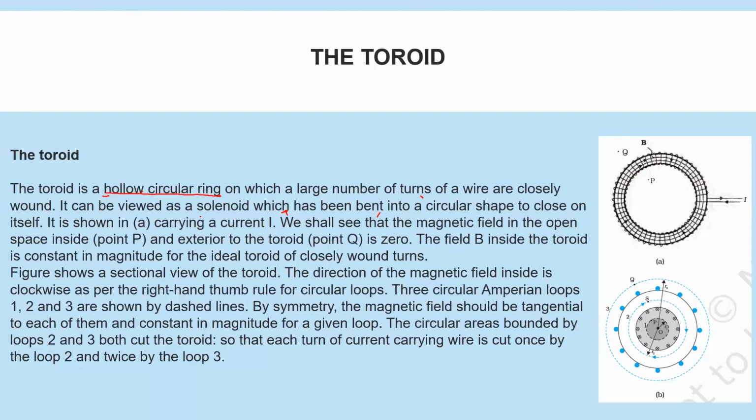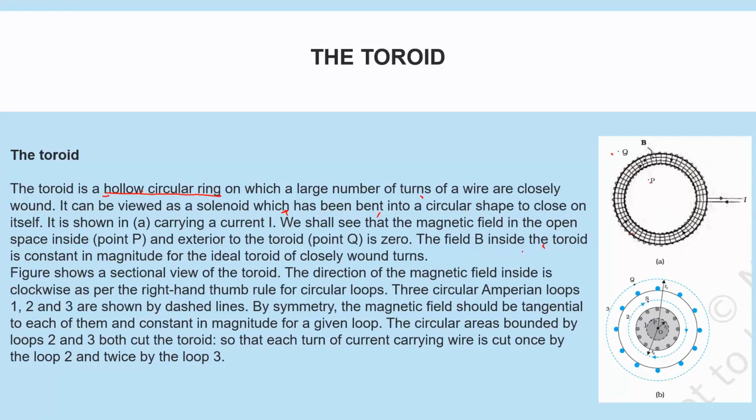As I said, it can be viewed as a solenoid which has been bent into a circular shape to close on itself. So if you take a long solenoid and then you turn it into a circle, that is going to give you a toroid. Now in figure A, we can see that current I is being carried by the toroid. We shall see now what would be the magnetic field in the open space inside and exterior. Point P is inside the toroid and point Q is outside the toroid, and we will try to find out the magnetic field at both the points.